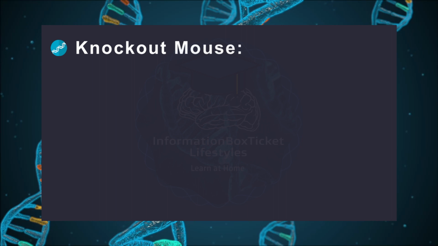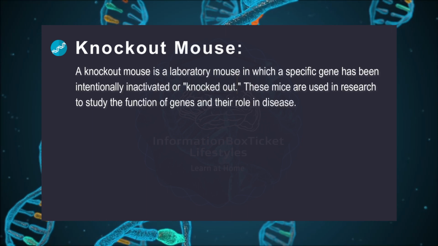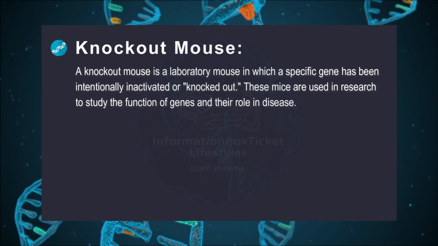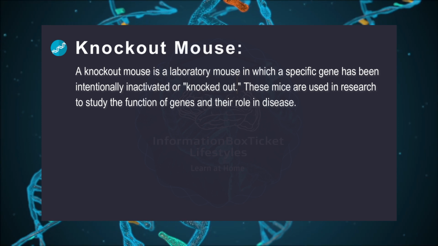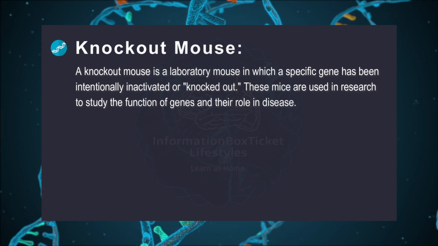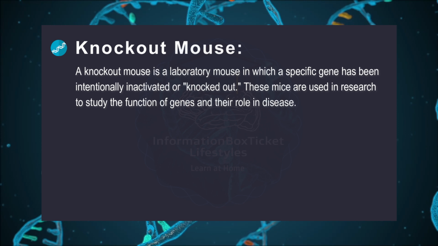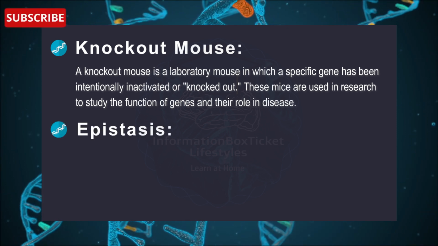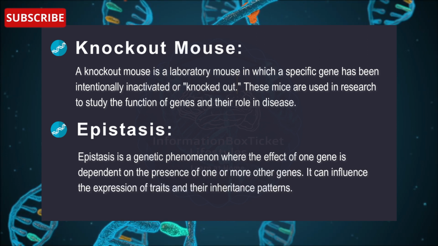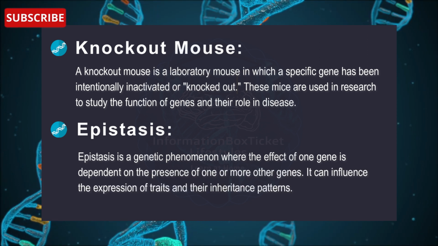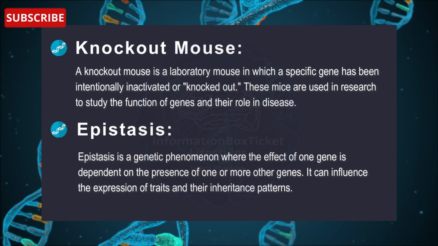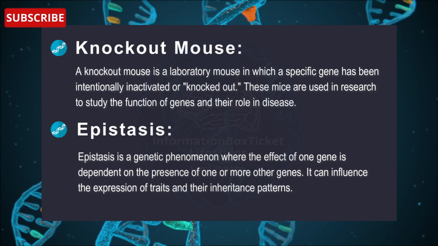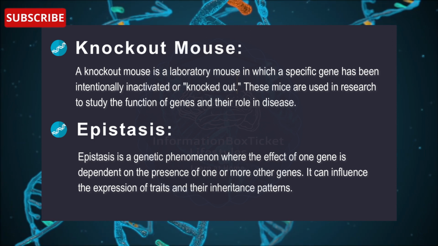Knockout mouse. A knockout mouse is a laboratory mouse in which a specific gene has been intentionally inactivated or knocked out. These mice are used in research to study the function of genes and their role in disease. Epistasis. It is a genetic phenomenon where the effect of one gene is dependent on the presence of one or more other genes. It can influence the expression of traits and their inheritance pattern.